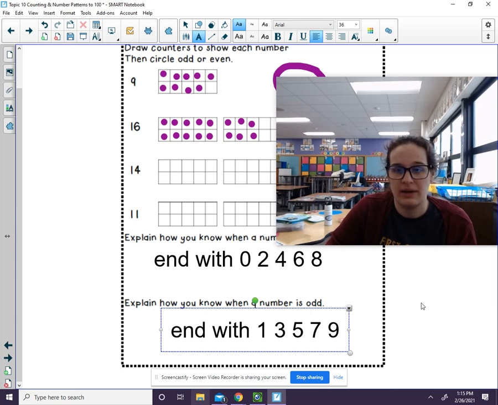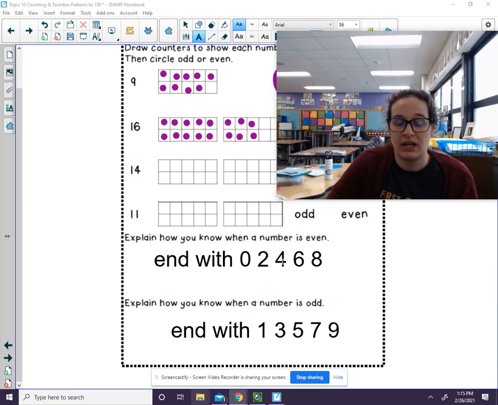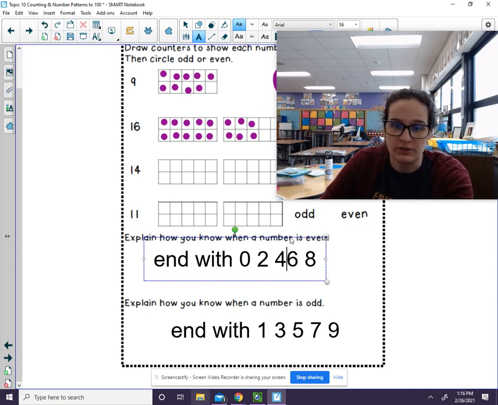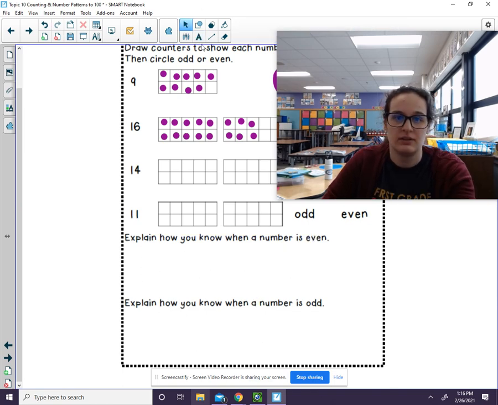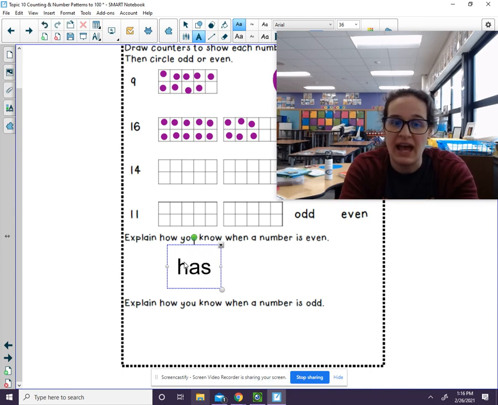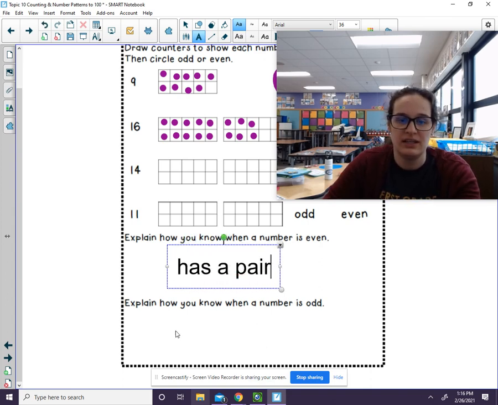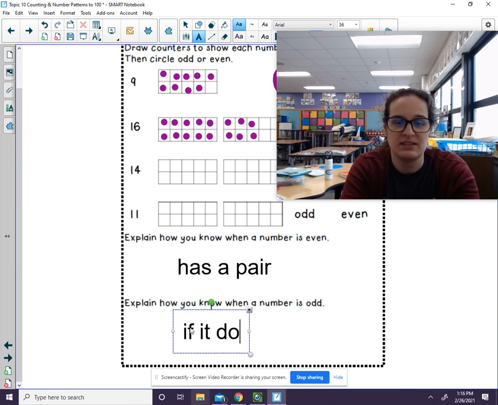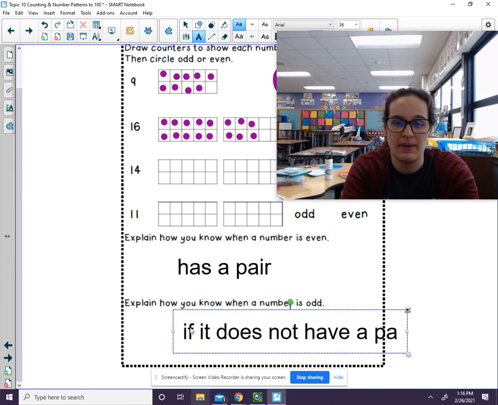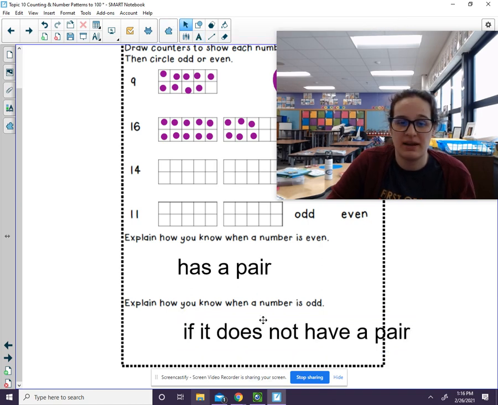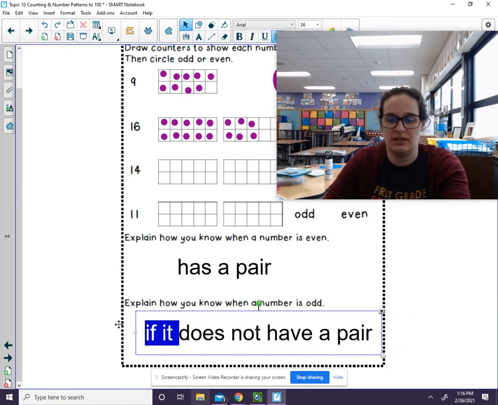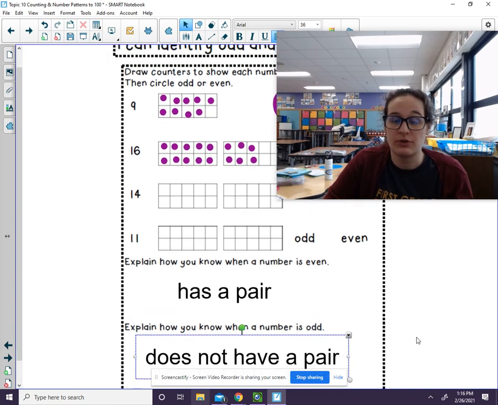Now that's one way to think about it. Another way we might know that it is even is if it has a pair. And it's odd if it doesn't have a pair. So that might even be quicker for you to write. So it's even if it has a pair. It's odd if it does not have a pair. That means every set has to have a pair. Okay, so that can help you with your practice today.